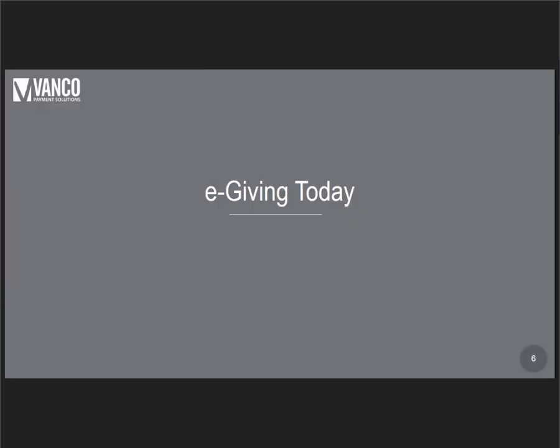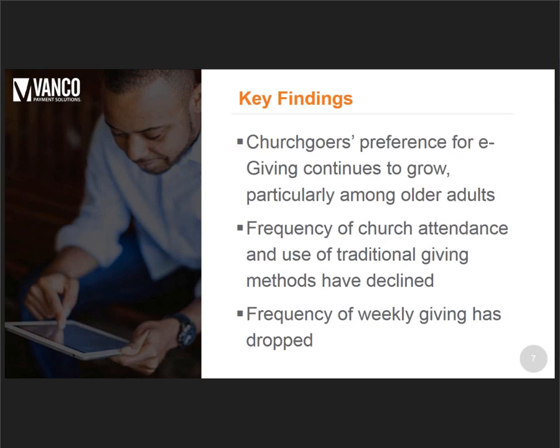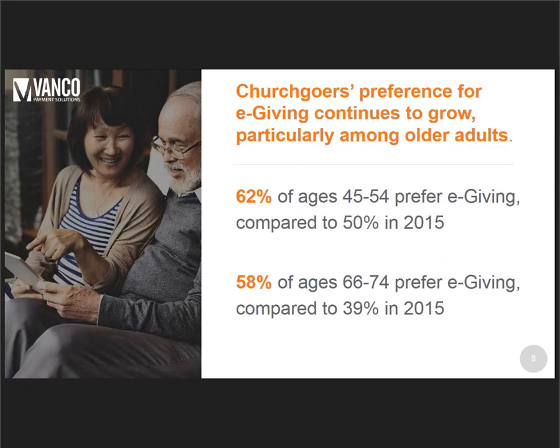So let's talk about e-giving today. Churchgoers' preference for e-giving is just continuing to grow, even among older adults. Frequency of church attendance and use of traditional giving methods have declined. People are busy. They can't always make it to church on Sunday. Using cash or a check in an envelope is not what people are gravitating towards now. People use their debit cards, and people do all of their banking online. So the frequency of regular weekly giving at the church has definitely declined and is starting to drop off.